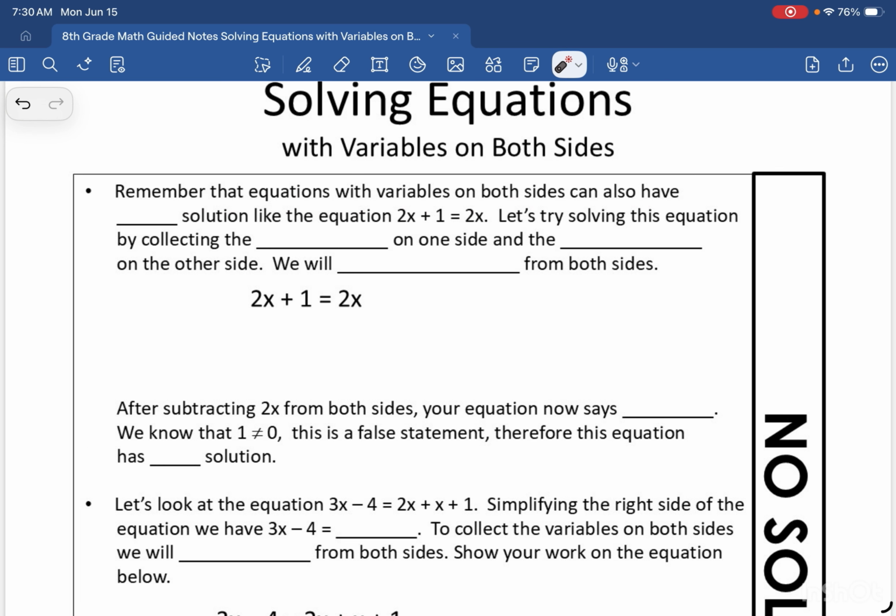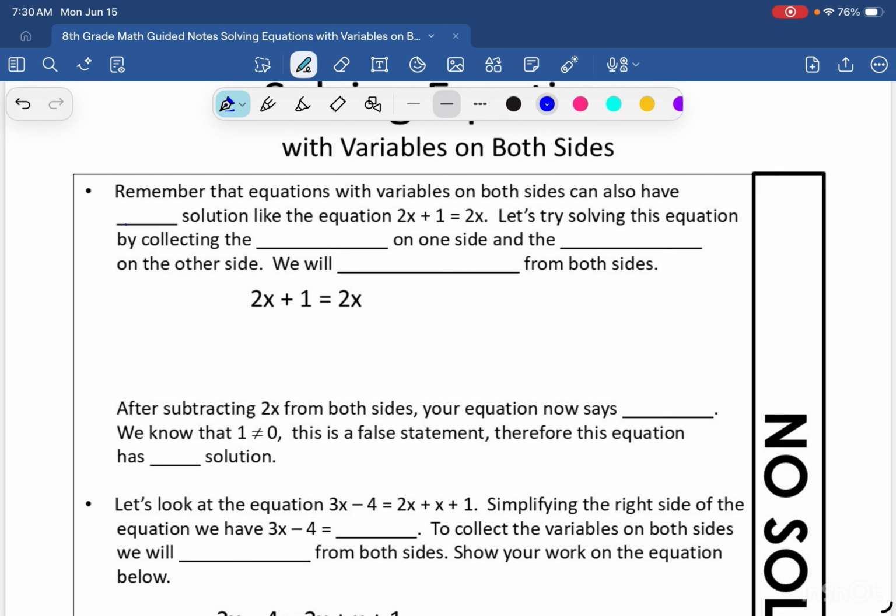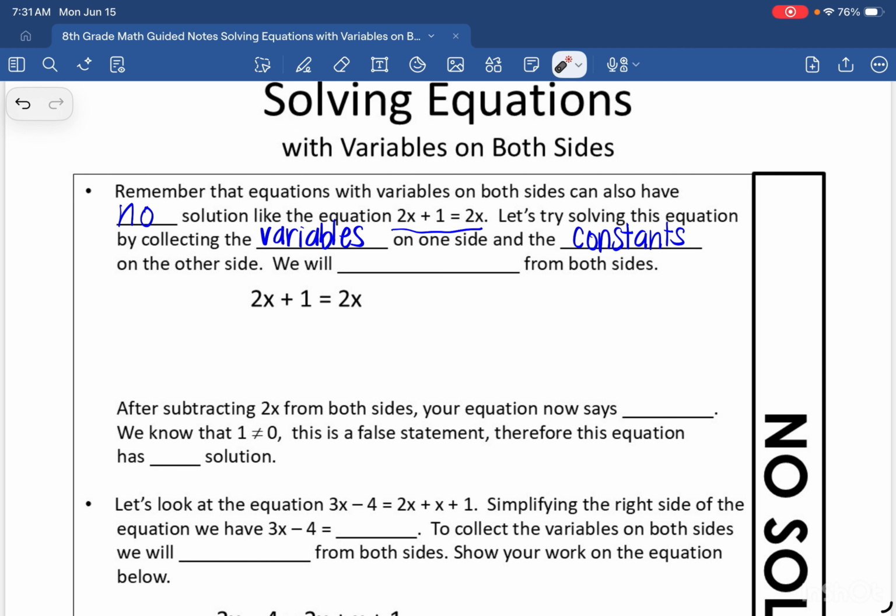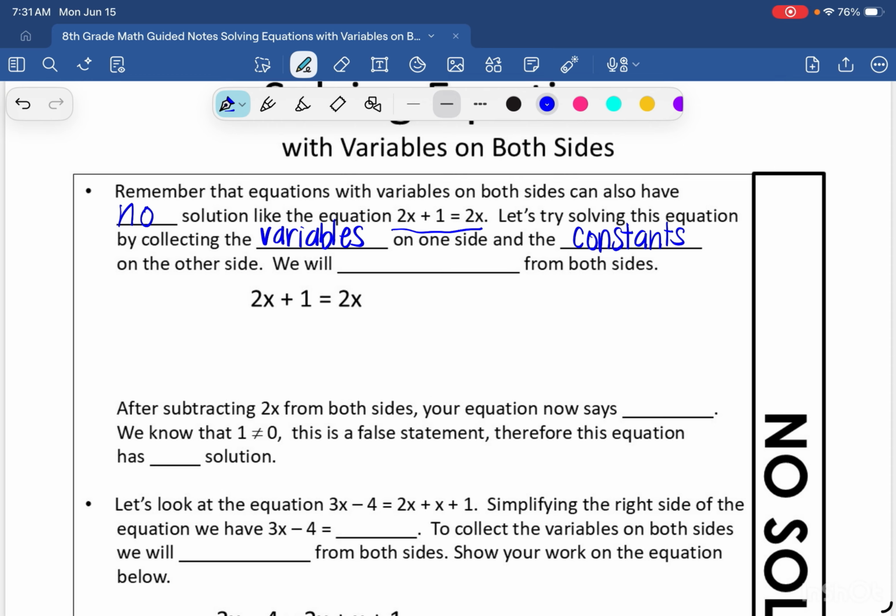Remember that equations with variables on both sides can also have no solutions, like the equation 2x plus 1 equals 2x. Let's try solving this equation by collecting the variables on one side and the constants on the other side. So let's look at our equation right here. Let's try and get the variables over onto the right side. So we're going to subtract 2x from both sides. So minus 2x minus 2x. Those cancel, and now it says 1 equals 0.